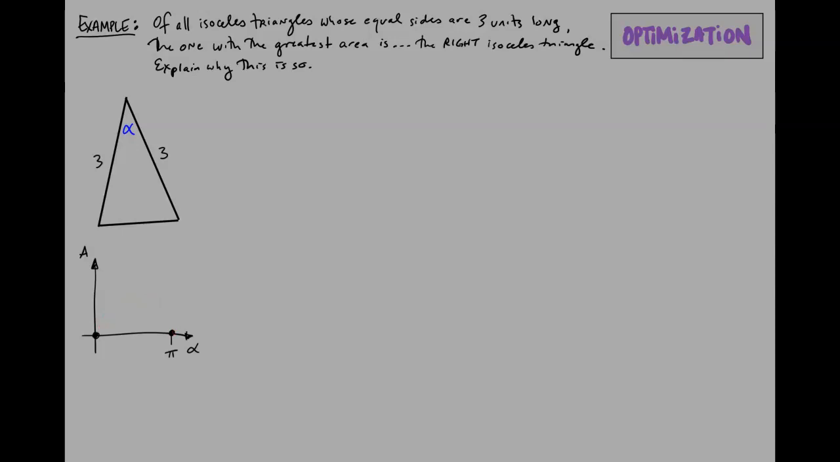But one thing that is going to help us, since we're trying to maximize area, is to write down an expression for area in terms of alpha. That's going to be the first thing in our solution. So how do I do that? Do I have enough information here to give me the area of this triangle as a function of alpha?